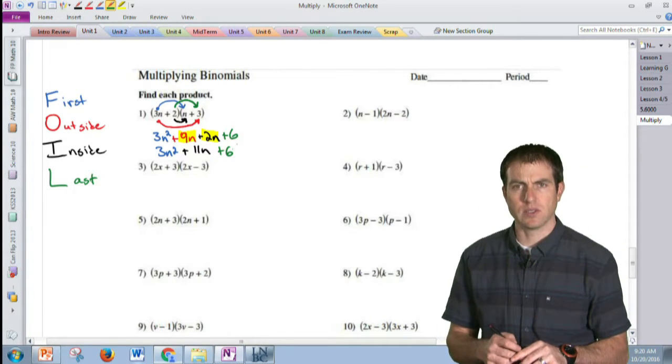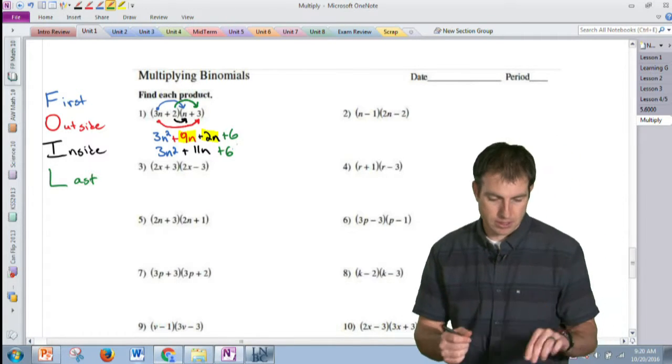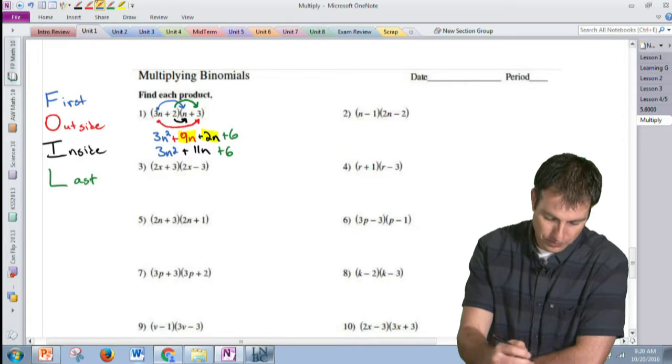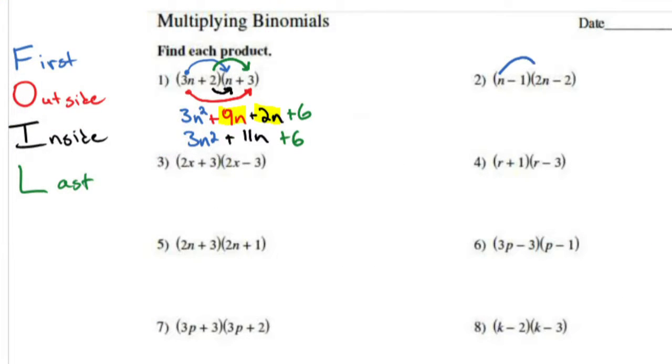Let's do a few more of these because they can get tricky. After a while, you get really quick at them, but for now, we'll just go nice and slow. So let's do number 2 here. First is going to be the first term times the first term. I have n times 2n gives me 2n squared. Outside terms: the n times the negative 2 gives me negative 2n. Inside: I'm going to multiply this negative 1 by 2n. It's going to give me negative 2n.